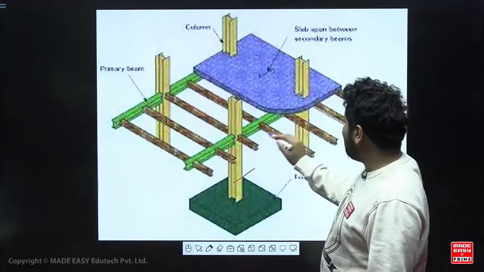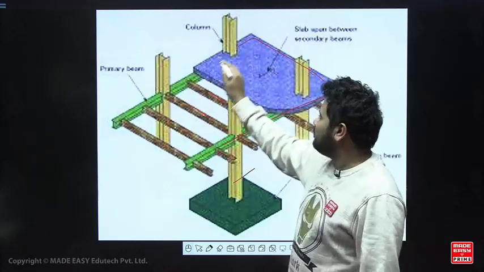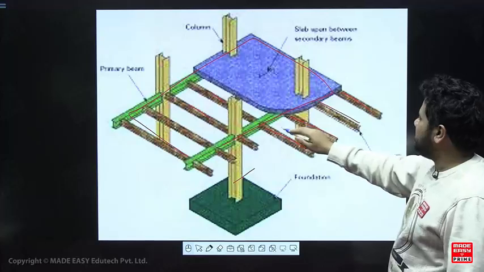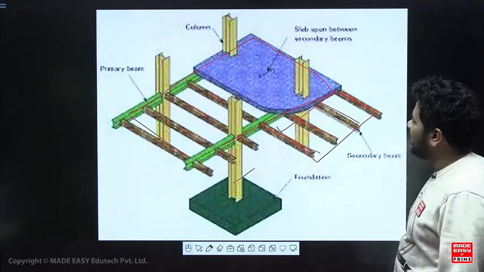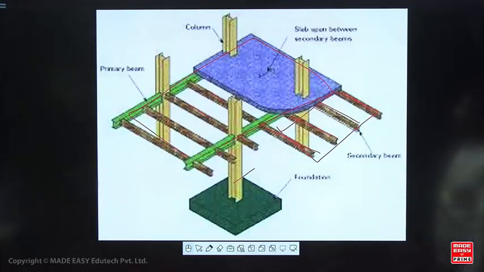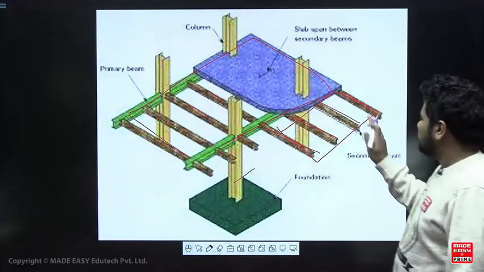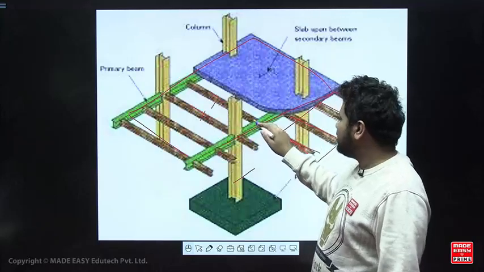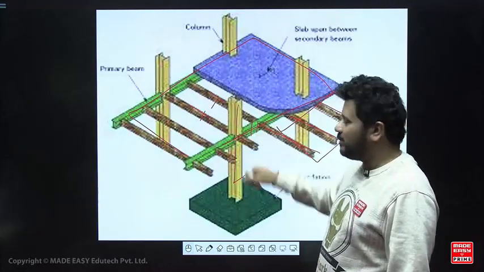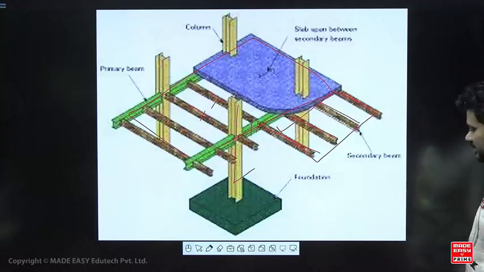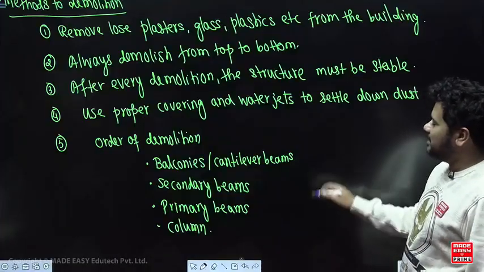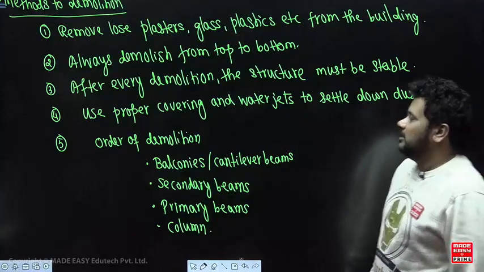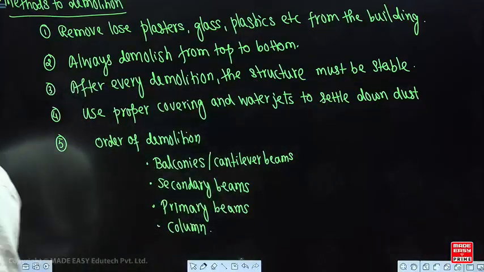So first you have to remove the balconies. अच्छा, अब मान लो कि suppose structure यहीं तक है, let us consider the main structure is still here, so these are basically your overhanging structure, right. इस पे भी हम लोग बालकनी बना देते हैं, है ना। So on the overhanging structure we construct balconies, and these are basically called cantilever beams, right. तो सबसे पहले जो ओवरहैंगिंग स्ट्रक्चर इसको तोड़ो, after that you break the secondary beams, right, then primary beams, and then finally you have to break the column, correct. तो यही चीज मैंने लिखा है, पहले बालकनीज या कैंटिलीवर बीम्स to be broken, then secondary beams, then primary beams, and then column, correct. So this is basically the method of demolition.